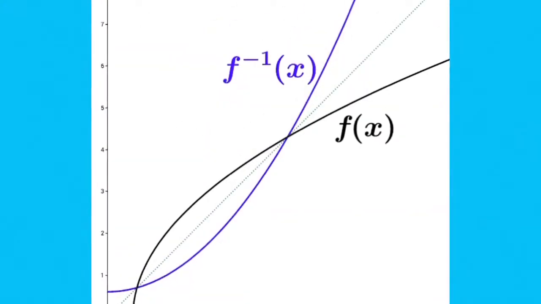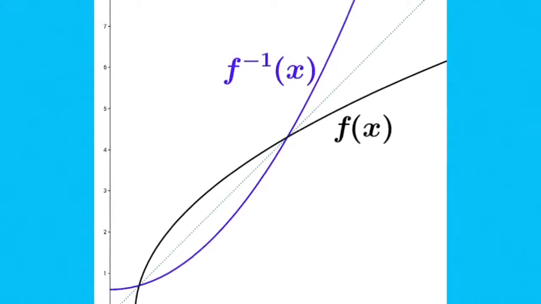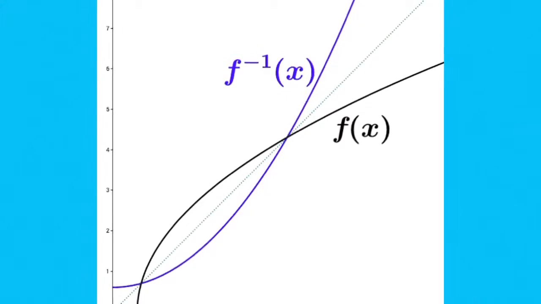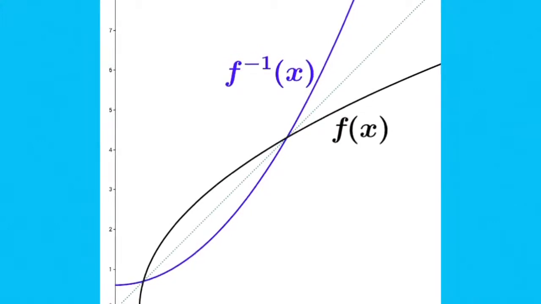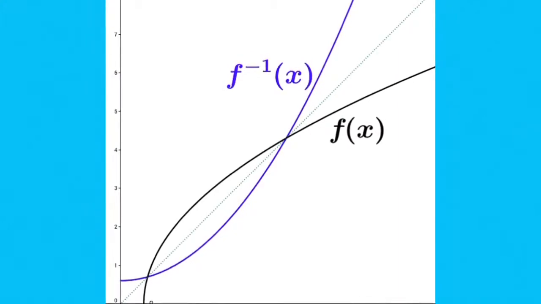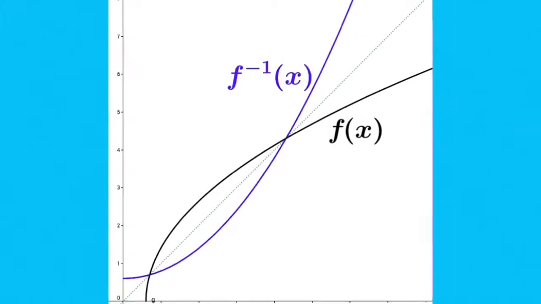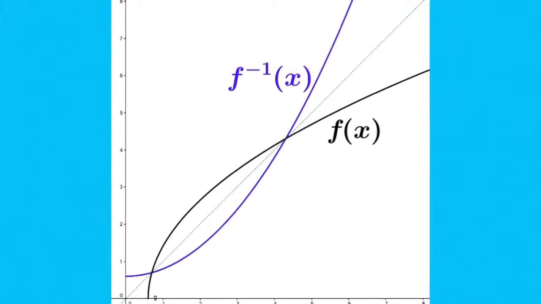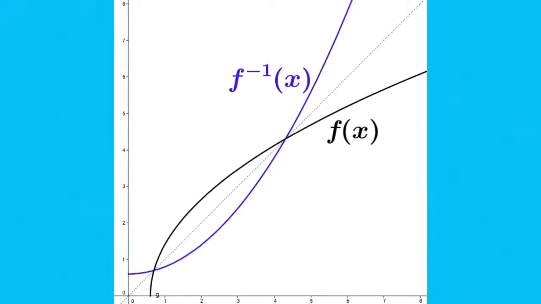The important feature here is that the original function has a range of greater than or equal to 0. The fact that the range of the original function is greater than or equal to 0 means that the domain of the inverse function must also be greater than or equal to 0. Notice that this takes what would have been a parabola and actually cuts it in half.